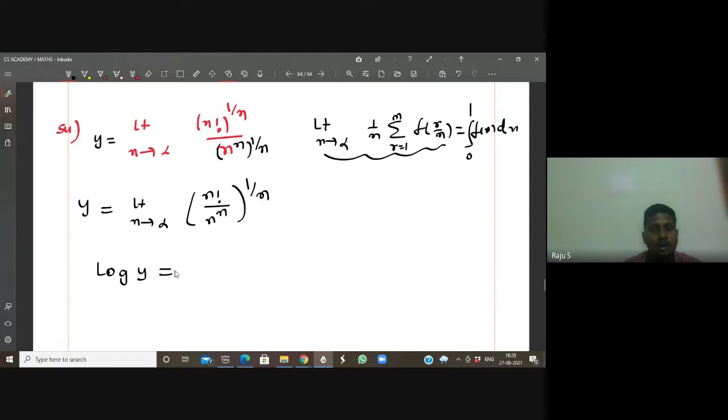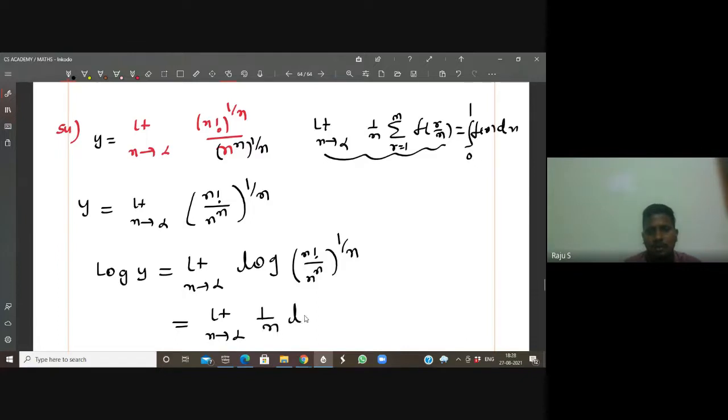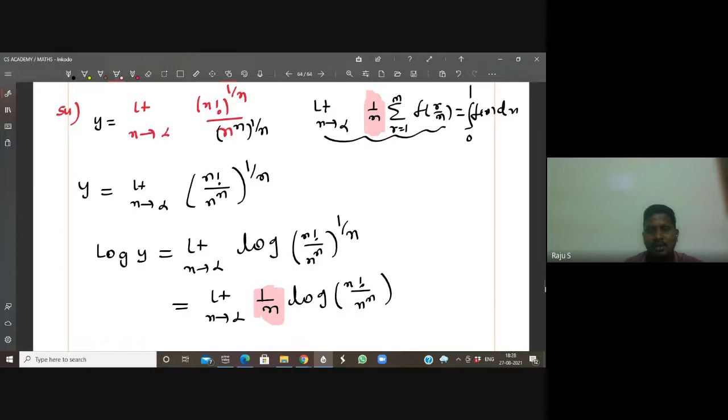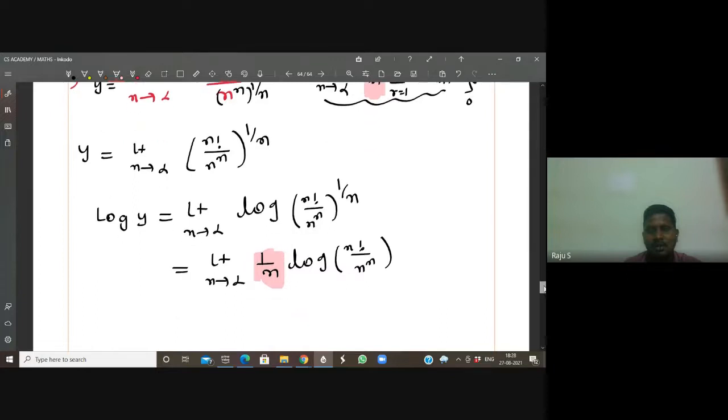Log y is equal to, on the right side also, limit n tends to infinity log of (n factorial by n power n) whole to the power of 1 by n. It is the same as log a power m, so limit n tends to infinity 1 by n log of n factorial by n power n. We got 1 by n here, but we require summation. Where is the summation? There is no summation. How can you get the summation here?